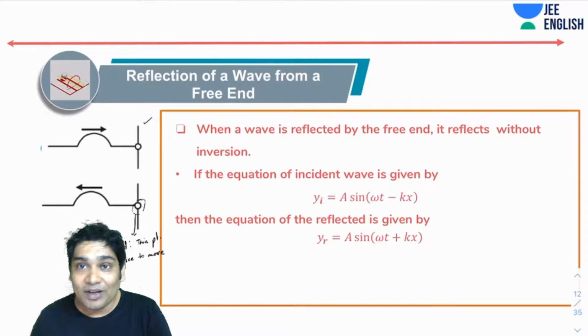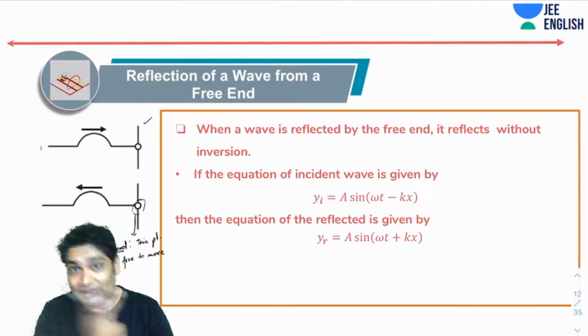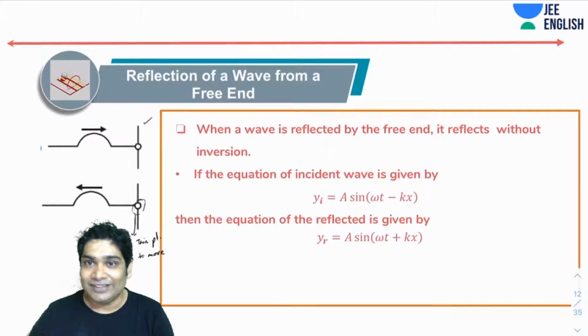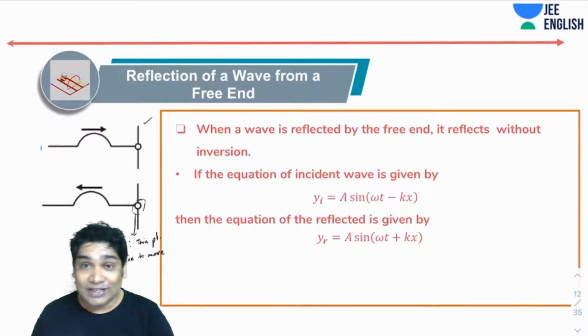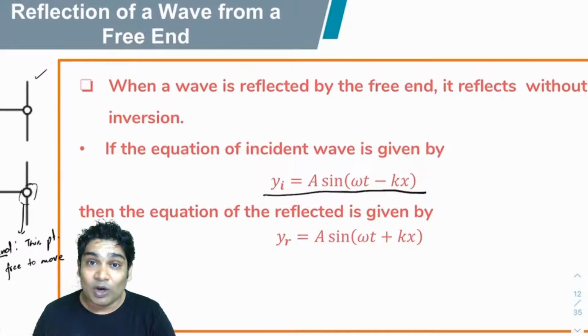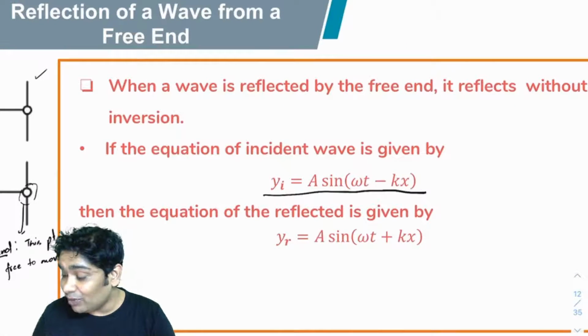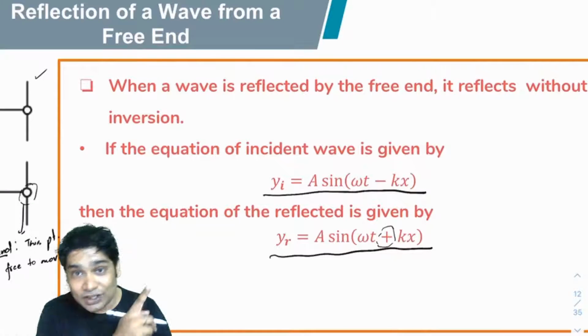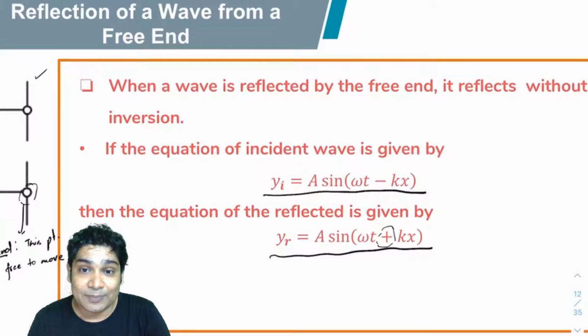Moving on. Similarly, when a wave is reflected from a free end, the reflected wave does not see any phase change. I'm not showing you the proof of this; that will be done when I take this topic up for class 11. However, let's go over the equations. If the incident wave equation is like this, the reflected wave equation will be like this. Only the direction of the wave has changed. The minus changes to plus, which signifies that the direction of progression of the wave has changed.